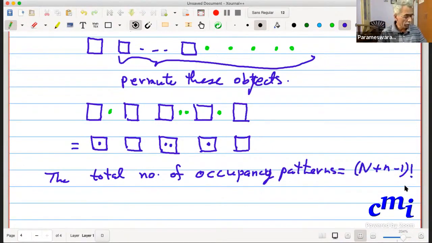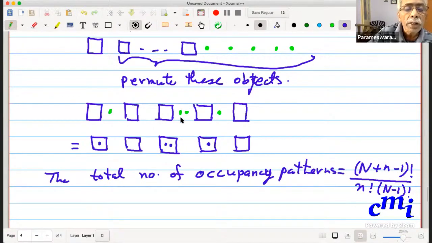So factorial. Out of this, okay, total number. But I'm going to divide by something here. I have to say why it is so. N factorial and then n minus 1 factorial. Okay, so the thing is, if you just permute these particles among themselves, that has no effect, because the particles are indistinguishable.